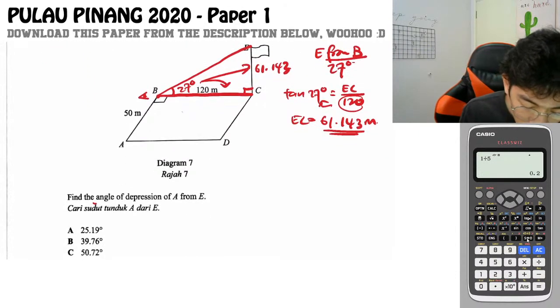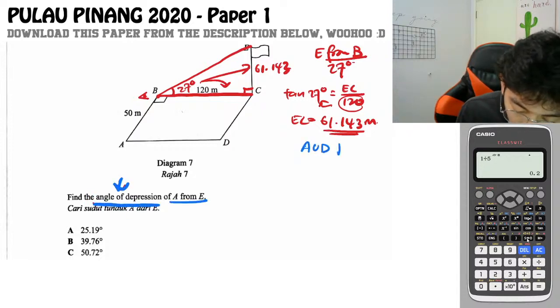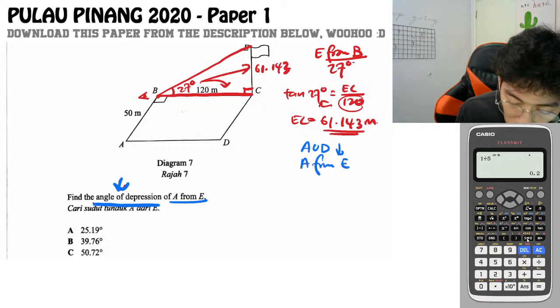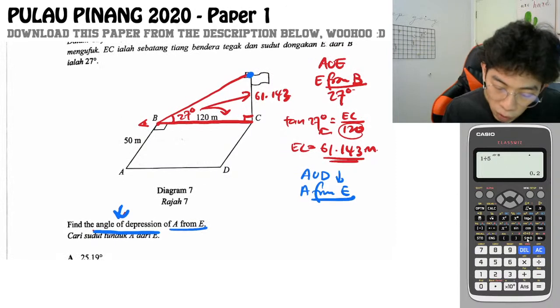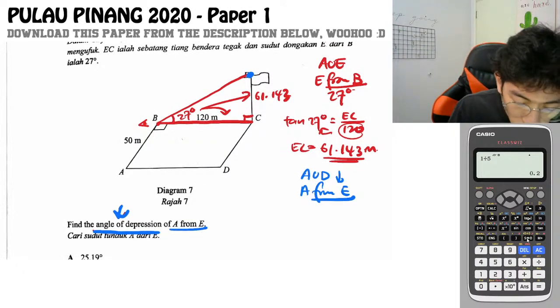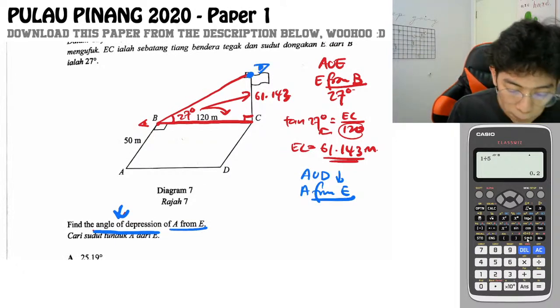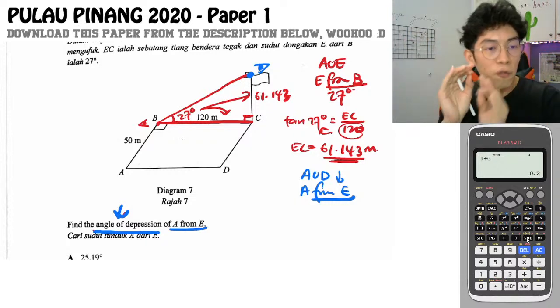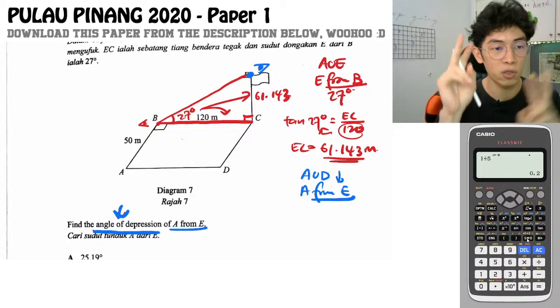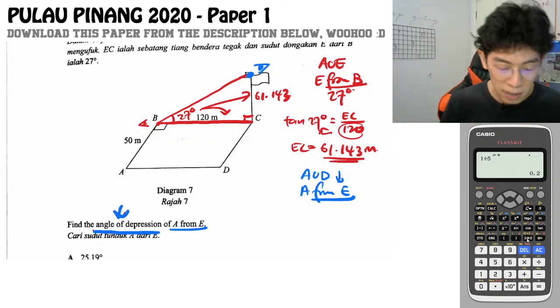It says angle of depression, go down. I'm using a different color. Angle of depression go down, A from E. So I'll write here: angle of depression go down, A from E, from E. So from E, wow, look at this. When you put the eyeball there, because same thing like the previous question, when you mention from a certain point, you're going to put the so-called eyeball. So that's how I understand it.